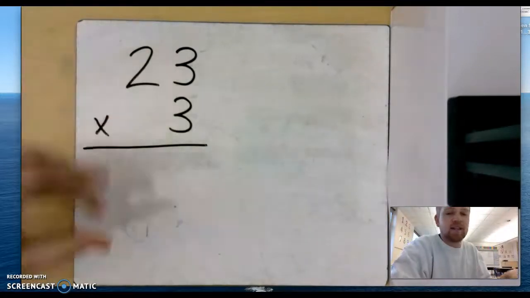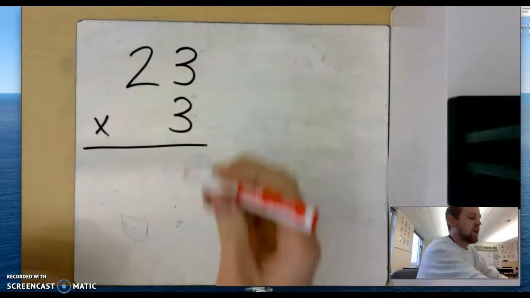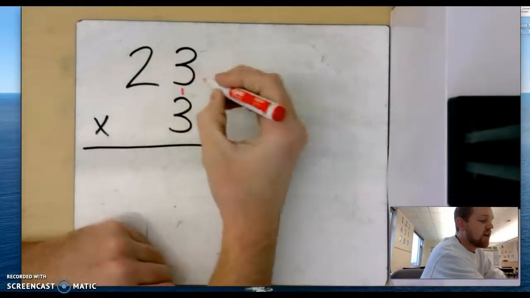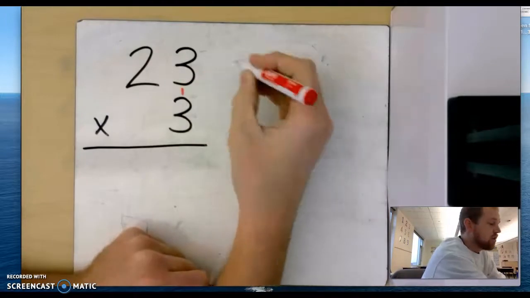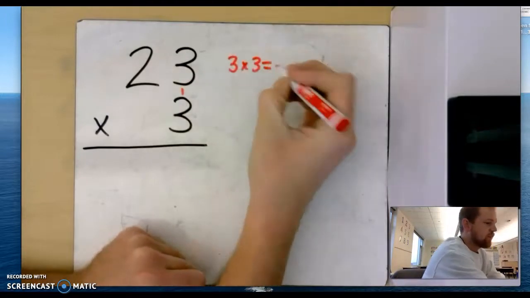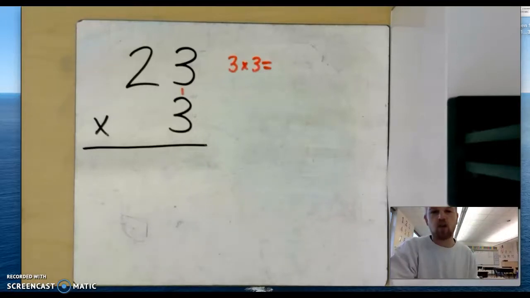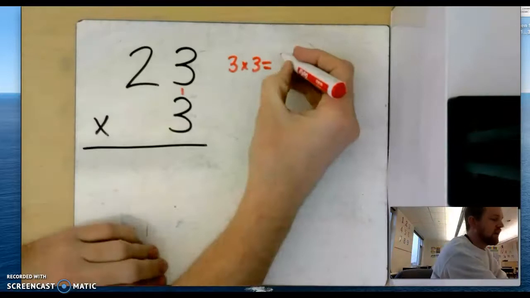What I'm going to do again is break it down and multiply each part separately. I'm going to start, and again I like to draw these lines just so I can see that. I'm going to start with 3 times 3. So again I'll write that over here, 3 times 3. That is a fact that I have worked through before. I've been practicing my facts at home. So I know that 3 times 3 is 9.